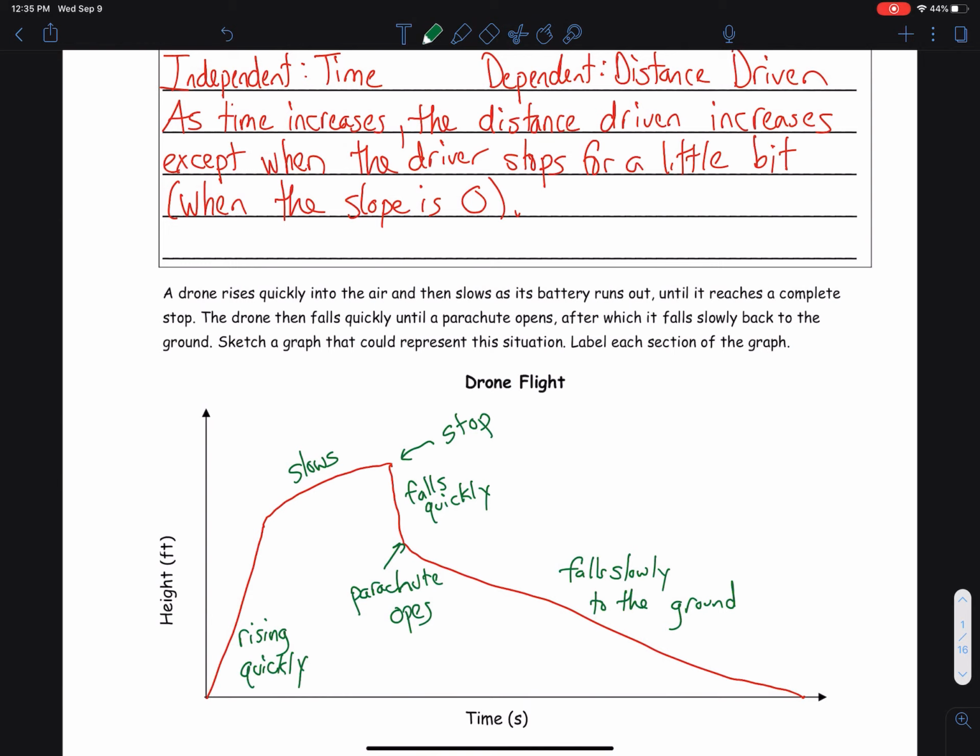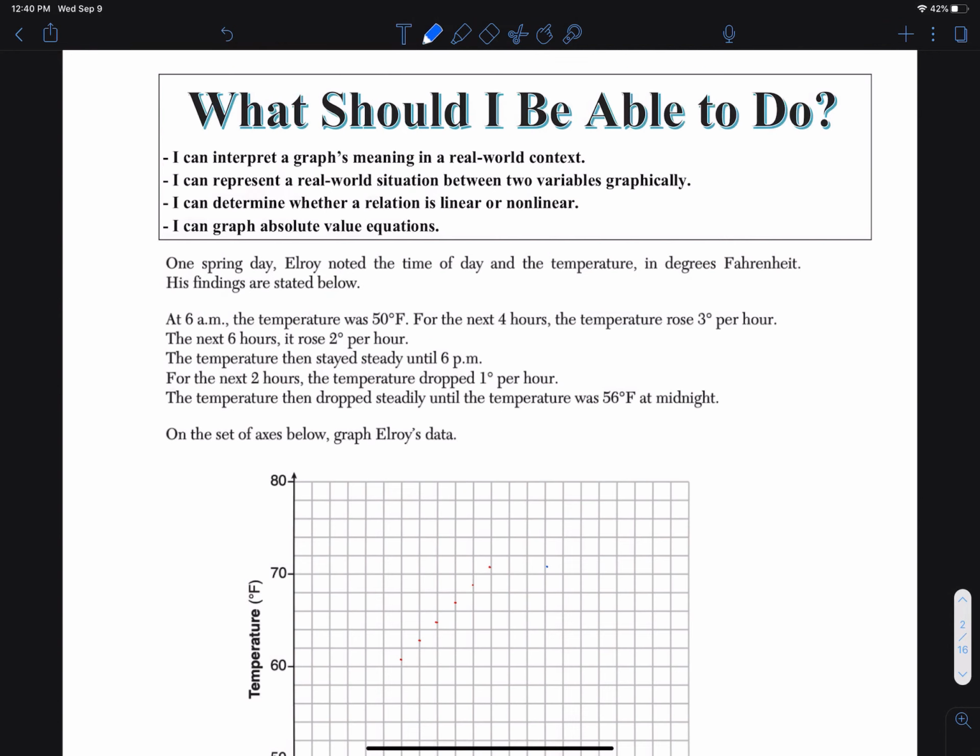So you could represent a drone's flight with a graph easily. Let's go to the next page. What should I be able to do? 4 things. I can interpret a graph's meaning in a real-world context. I can represent a real-world situation between 2 variables graphically. We've already done that on the previous page. We're going to do a more formal question next. I can determine whether a relation is linear or nonlinear, and I can graph absolute value equations. So all of these things should be review, things we've done last year.